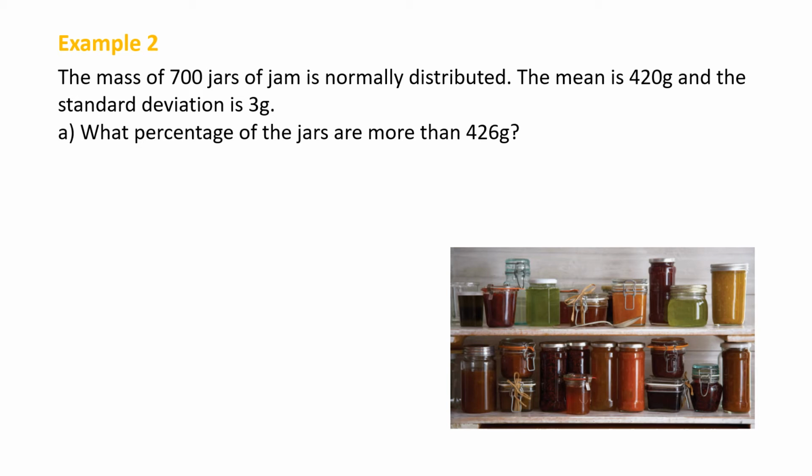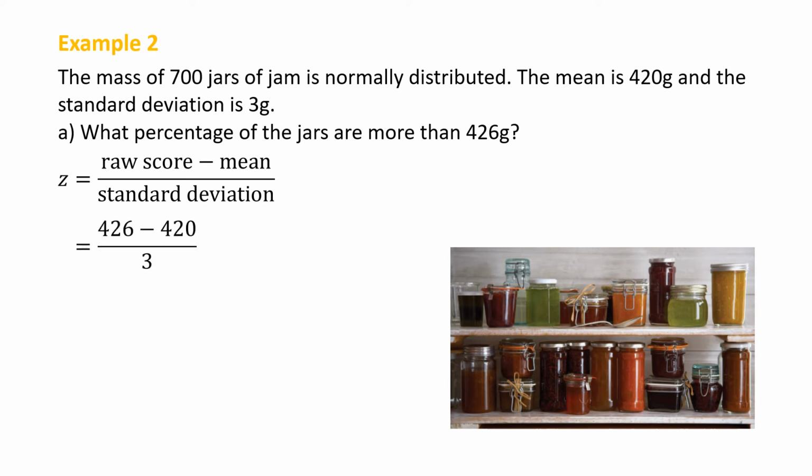All right, so again, we want to find ourselves a standardized score. So we're taking our raw score, our X of 426. We're going to take away our mean mu of 420, and we're going to divide it by our standard deviation sigma of 3. So in a calculator, that comes back as a z-score of 2. So that means we are looking at 2 standard deviations.